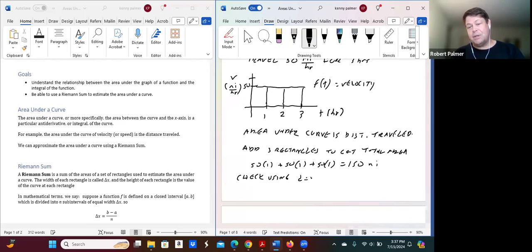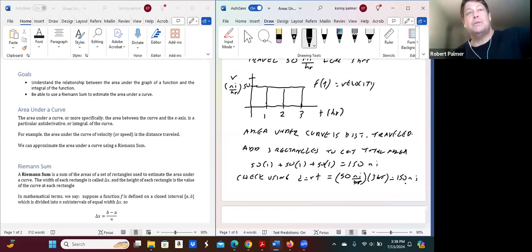Now let's check this using distance equals rate times time. I hope you remember that formula, D equals RT. The rate is 50 miles per hour times the time, which is 3 hours. The reason I wrote it that way is to cancel our units, so we're in miles. So 50 times 3 is 150 miles. That's a basic example of how this works.